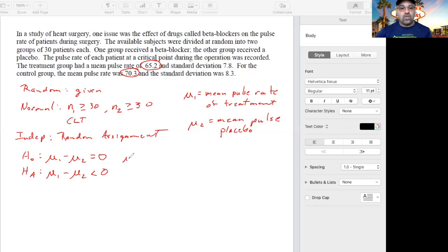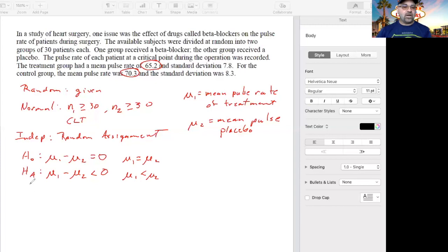Of course, you could go with the alternate form. The null is that mu1 equals mu2. The alternate would be that mu1 is less than mu2. I kind of like the subtraction ones better because when we get our t statistic later, it's going to make a little more sense to have the subtraction, because when you look at the t distribution, the mean is 0.